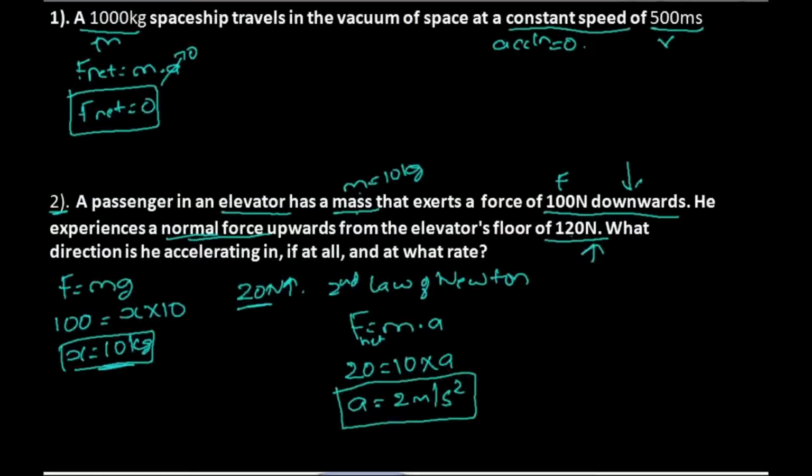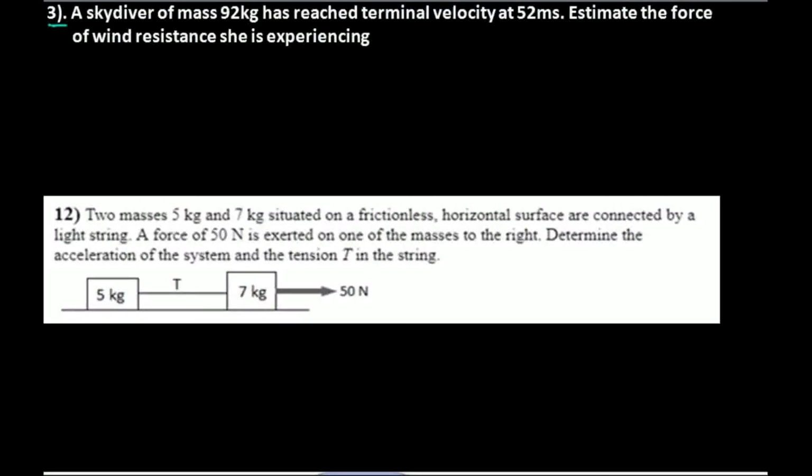This is the answer. So the acceleration is 2 meter per second square, and in the direction upwards. So a skydiver of mass 92 kg has reached a terminal velocity of 52 meter per second. Estimate the force of the wind resistance she is experiencing. So here they have given the mass, they have already given the terminal velocity.